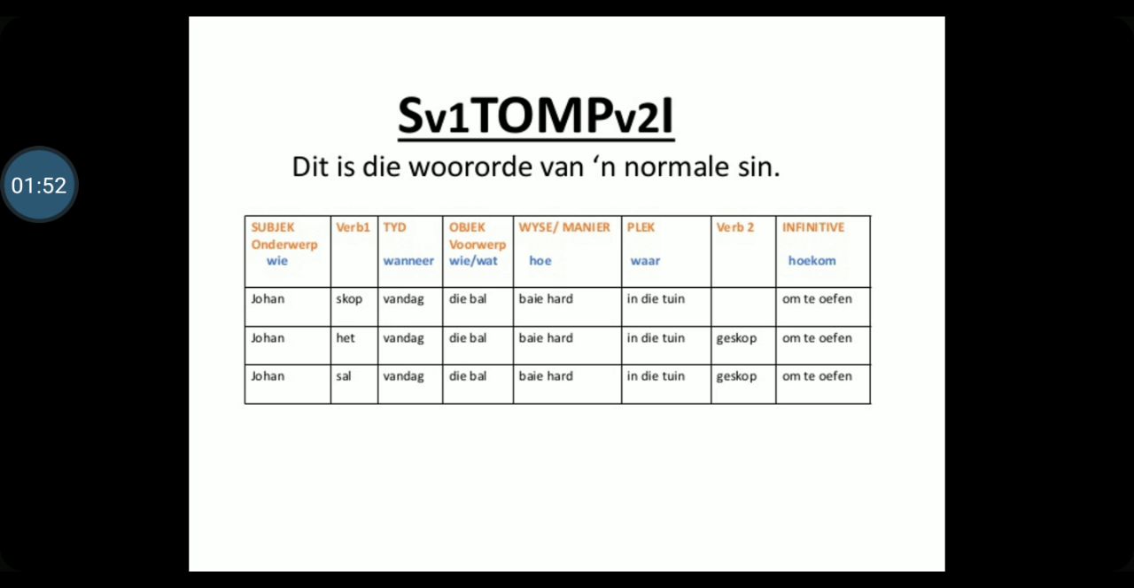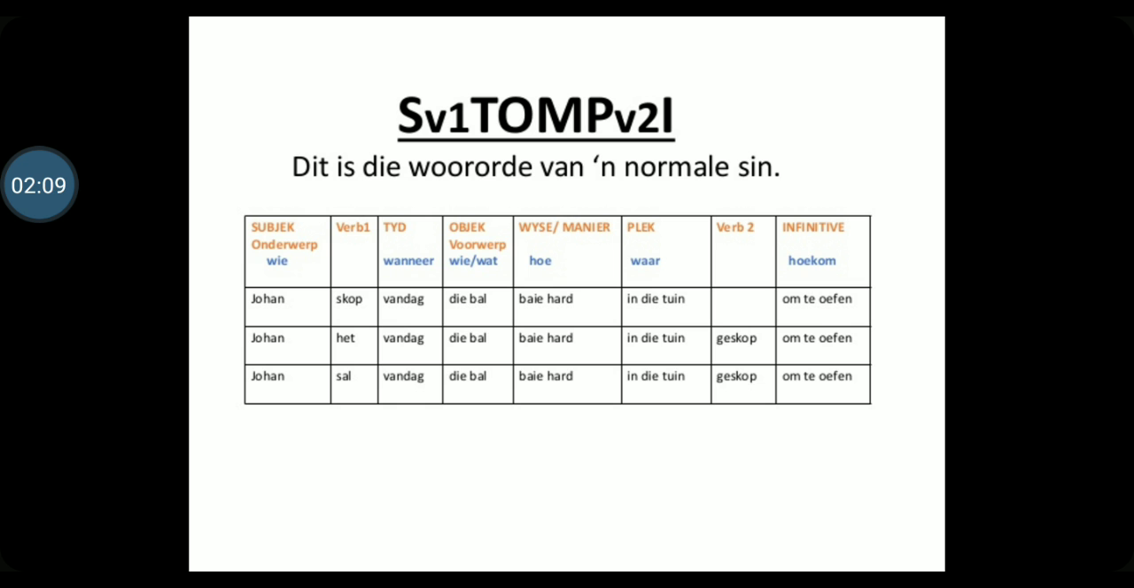Then you will have your second verb. And then the last thing is the infinitive. So why? Why is he kicking the ball? Because he wants to exercise, om te oefen. So this is the word order of a normal sentence, a normal long sentence.